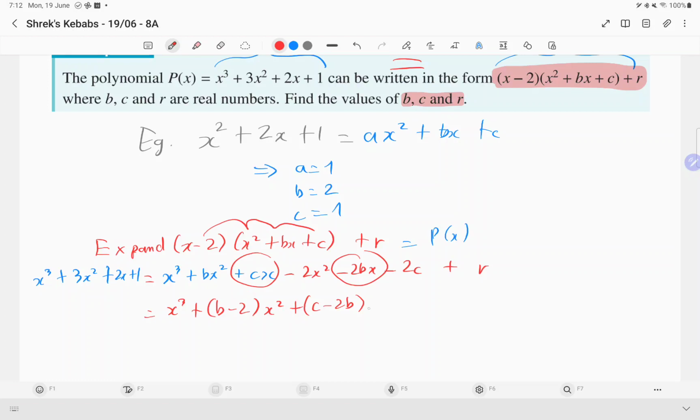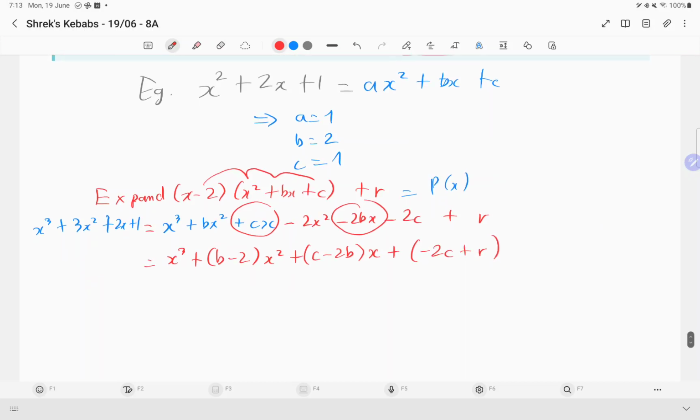Remember, it's a term. And what's outside? X. It's just x, yeah. All right? And then these two, there's no x in it, so you just simply combine like terms by doing plus and take out 1, right? So in the brackets, it will be minus 2c plus r, like so.